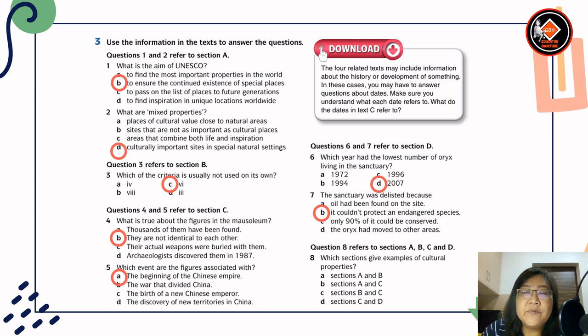And question 8 refers to section A, B, C, and D. Which sections give examples of cultural properties? A. Section A and B, B. Section A and C, Section B and C, Section C and D. So the answer is B. Section A and C.